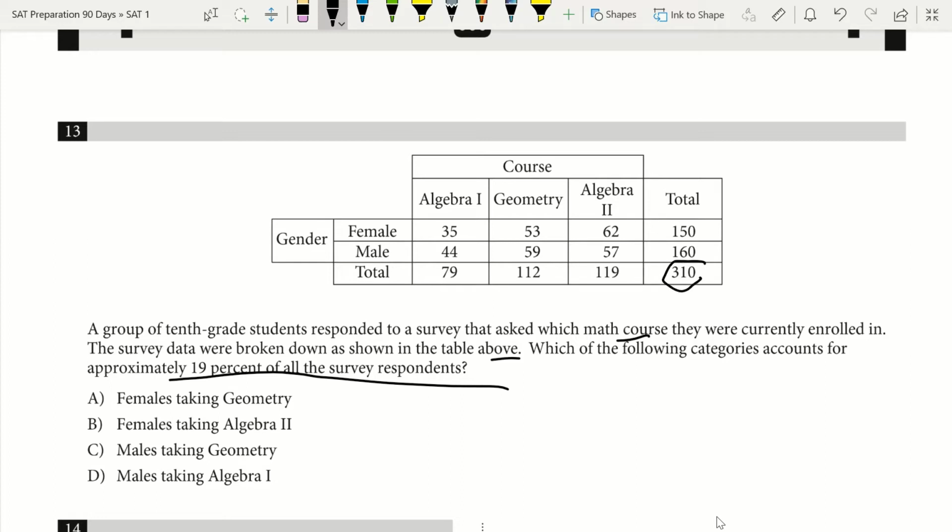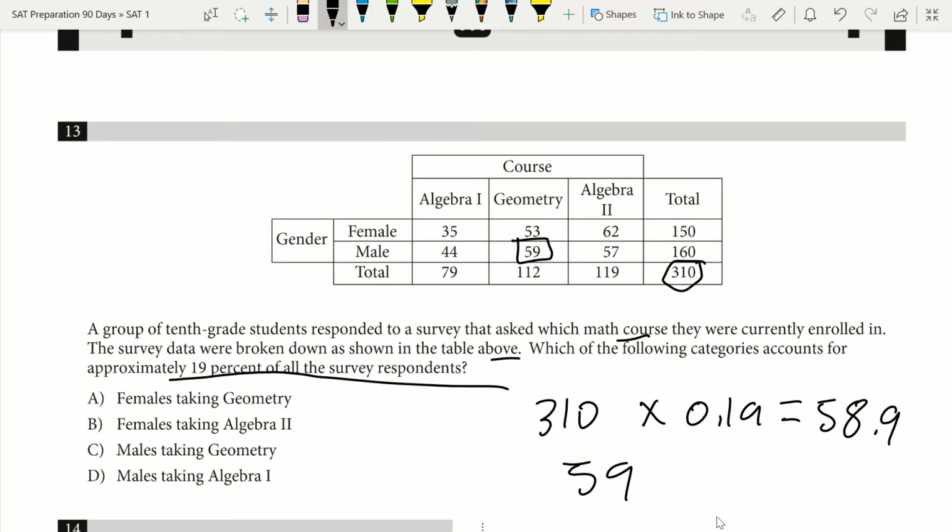Well, if we have a total of 310, we just multiply that 310 by 0.19 to solve for the number of people. Plug that in a calculator. That's going to give us 58.9. So that's going to be right around 59. So we find 59 at males in geometry. So our answer there is going to be males taking geometry, which is C for number 13. So our answer for 13 is going to be C. Now we can go ahead and move on to question 14.